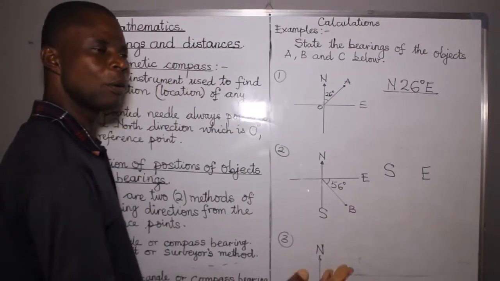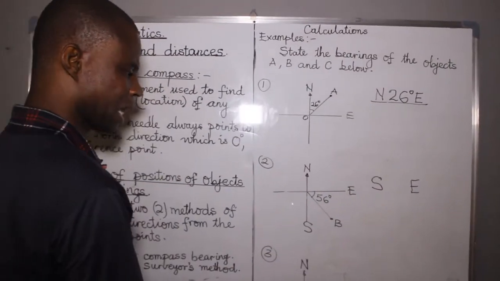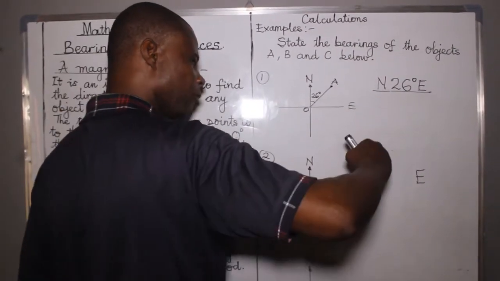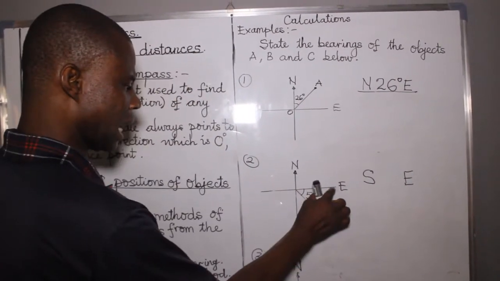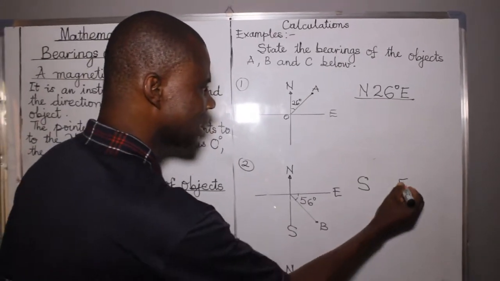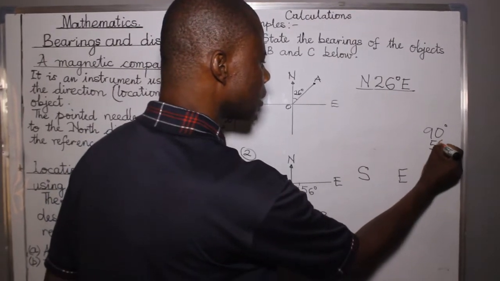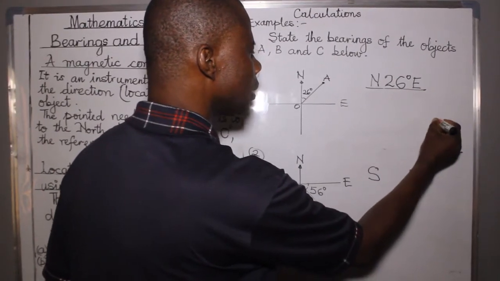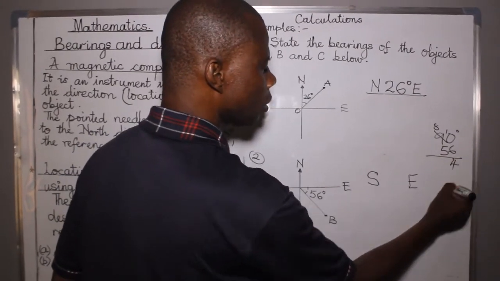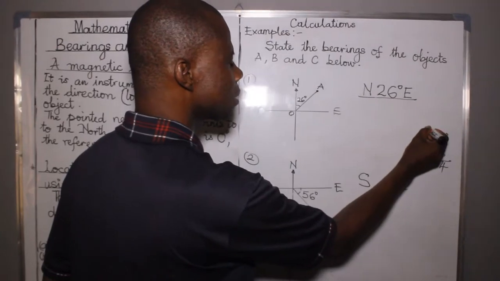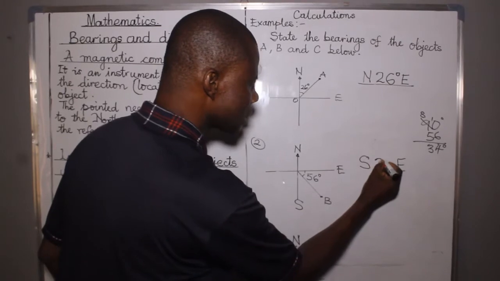No. Please pay good attention. It's not 56 degrees southeast. Why? Because south starts from here. We read down to this side. So if you are reading from here down to this side, this is 90 degrees. So it's going to be 90 degrees minus 56. Take 1, 8. Take 6 from 10, we have 4. Take 5 from 8, we have 3. So that's 34 degrees. So our answer is 34 degrees.